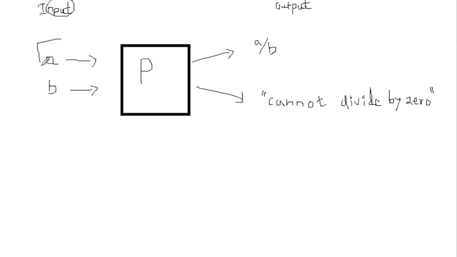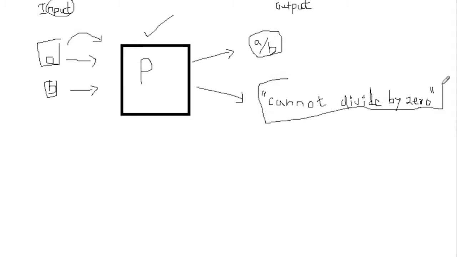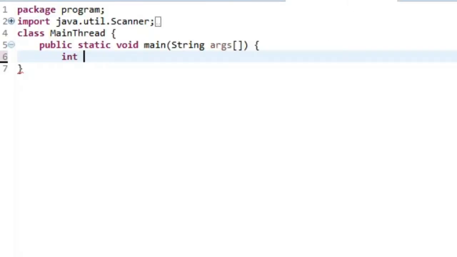Okay, so this is the general output. We'll have the inputs a and b, and they will be sent to the process, which is the program we'll be writing, and that program will output two possibilities. In case b is not 0, a by b will be printed, or else "cannot divide by 0" will be printed. Let's see how to do that in Java.